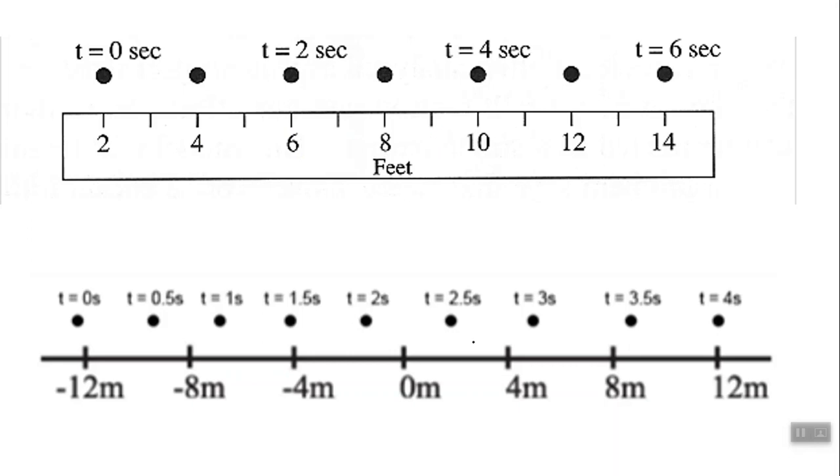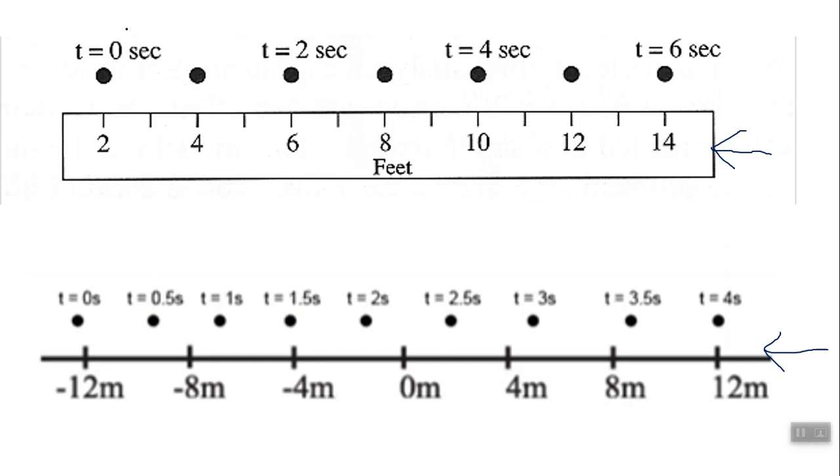So here I have two motion diagrams, and I want you to notice a couple of things that they always have. First off, they have some sort of coordinate frame, some sort of way to show different distances. So this top one is in feet, this bottom one is in meters, but notice it's almost like a number line. It is a way to show scale. And then on top, we have dots that are representing the position of an object at different times.